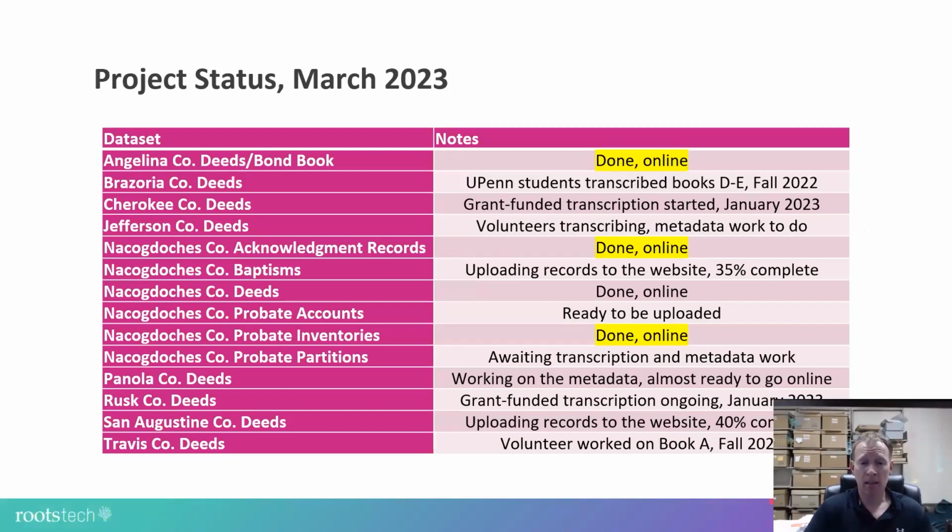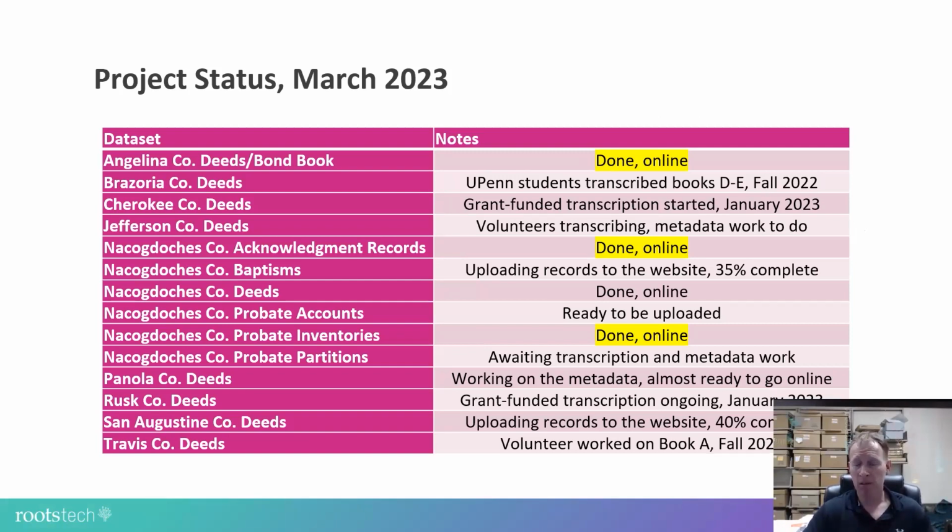This is the status of the project right now. You can see I have a lot of moving pieces at the moment. There are several data sets that I've completed. Working right now on uploading Nacogdoches County baptisms and San Augustine County deeds. Panola County is pretty much done. Just need to do a little bit more metadata work on that.